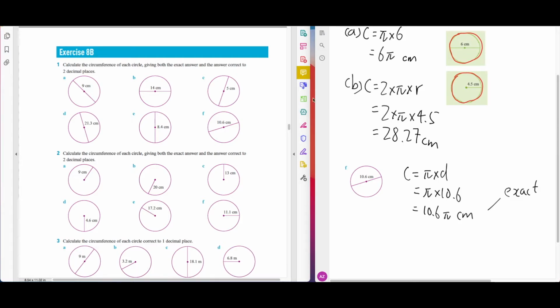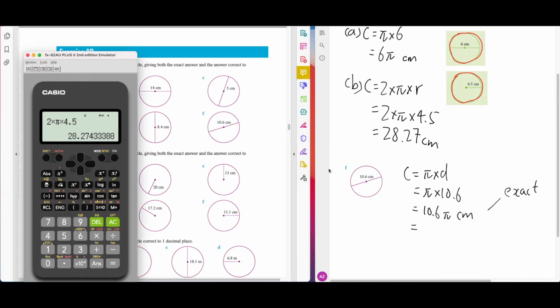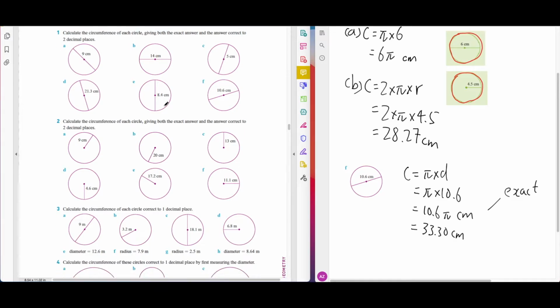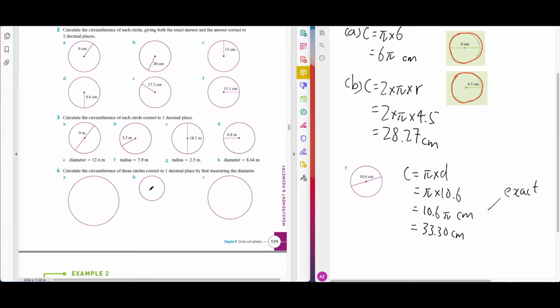Now, if you want to give the answer correct to 2 decimal places, then you just have to type this into your calculator. So 10.6 pi. So you can just type 10.6 pi. And this should give you 33.30. So make sure you understand what the question says by giving both the exact answer and answer correct to 2 decimal places. Okay, so this should cover you up until question 4.